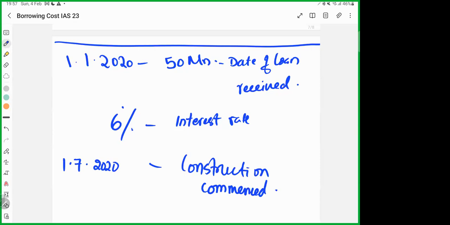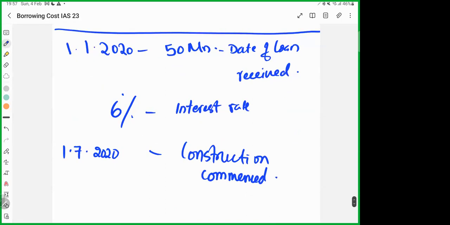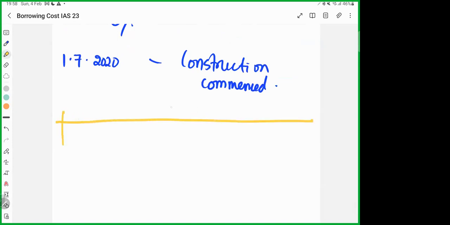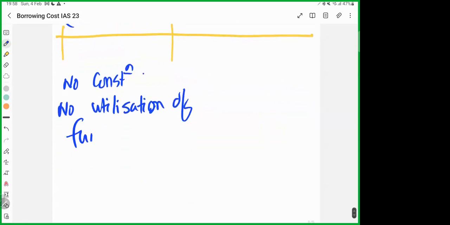July 2020 construction commenced. Now, as we understood from the previous example, since I am continuing the same example, these 6 months, no construction, no utilization of funds. No construction, no utilization of funds. Understand me? Yes.